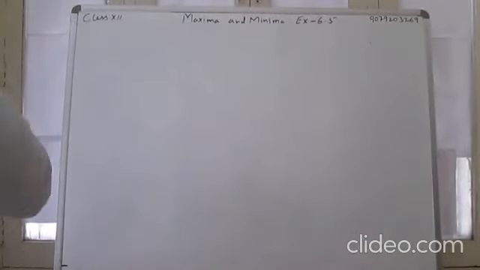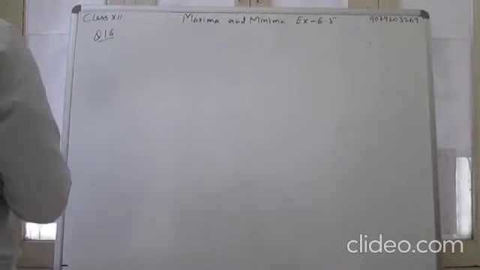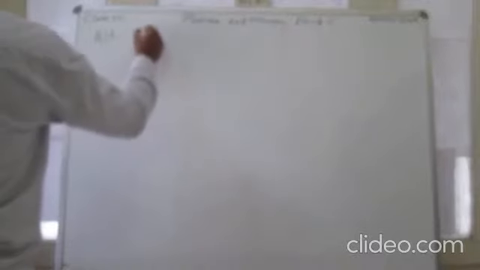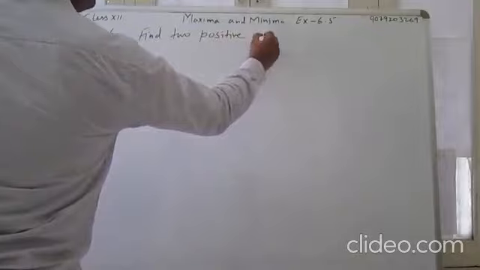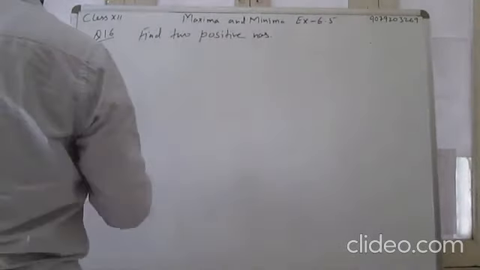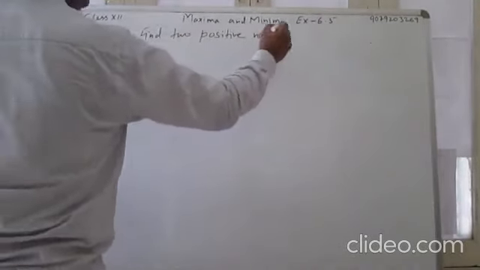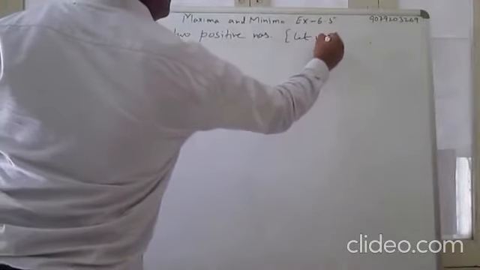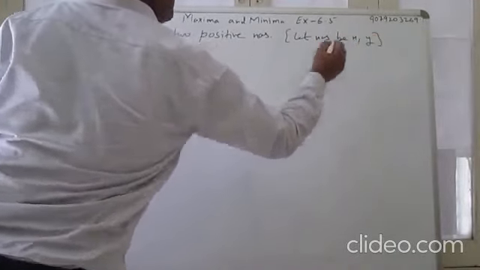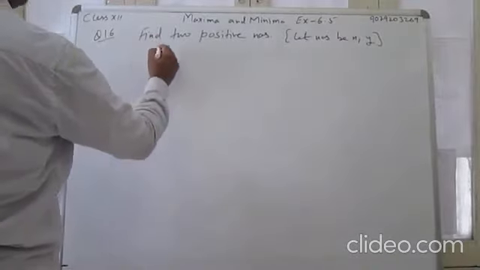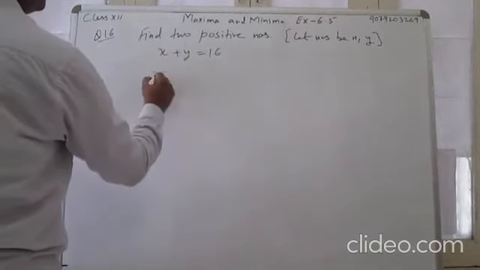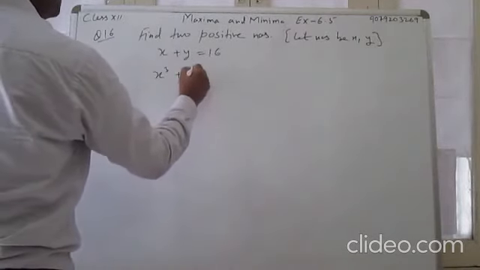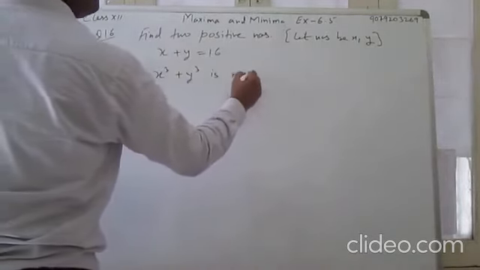Question 16. Find two positive numbers whose sum is 16. Let the numbers be x and y, whose sum is given to you, x plus y is equal to 16, and the sum of the cubes is minimum.